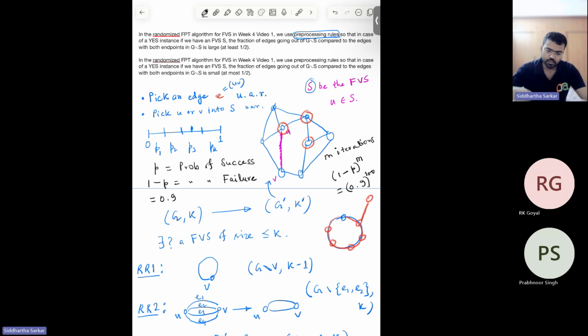So this is true, that most of the edges will go out of G minus S. And the other thing, that the fraction of edges going out of G minus S compared to the edges with both endpoints in G minus S is small, is false. So one statement is the complement of the other. Yes, let's go back.